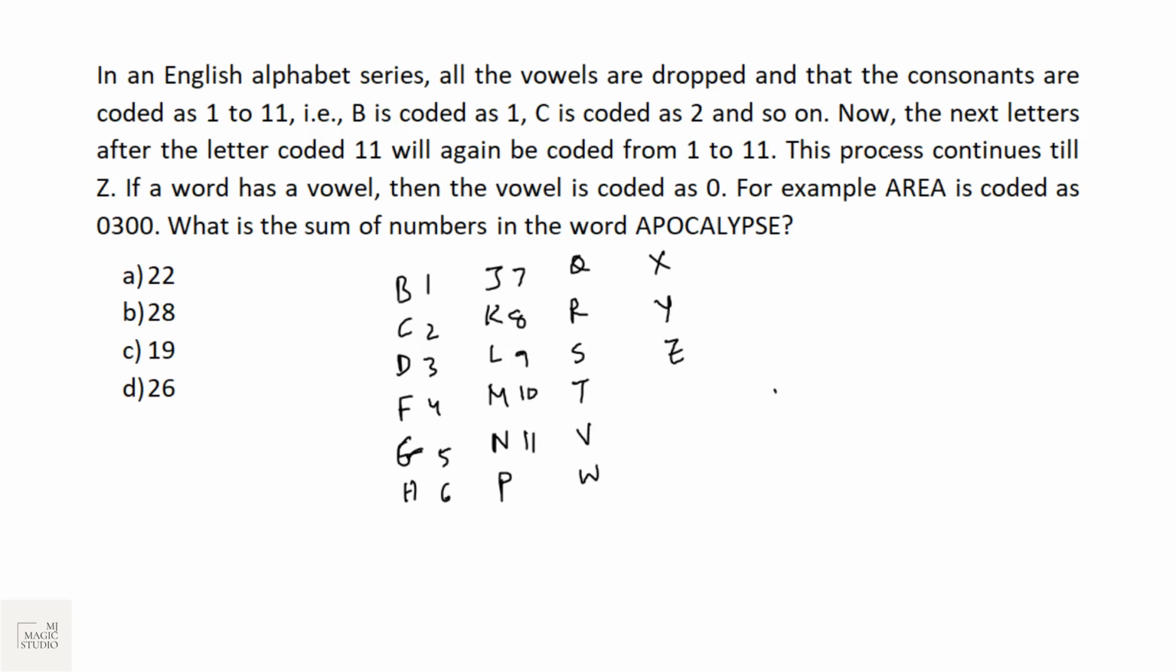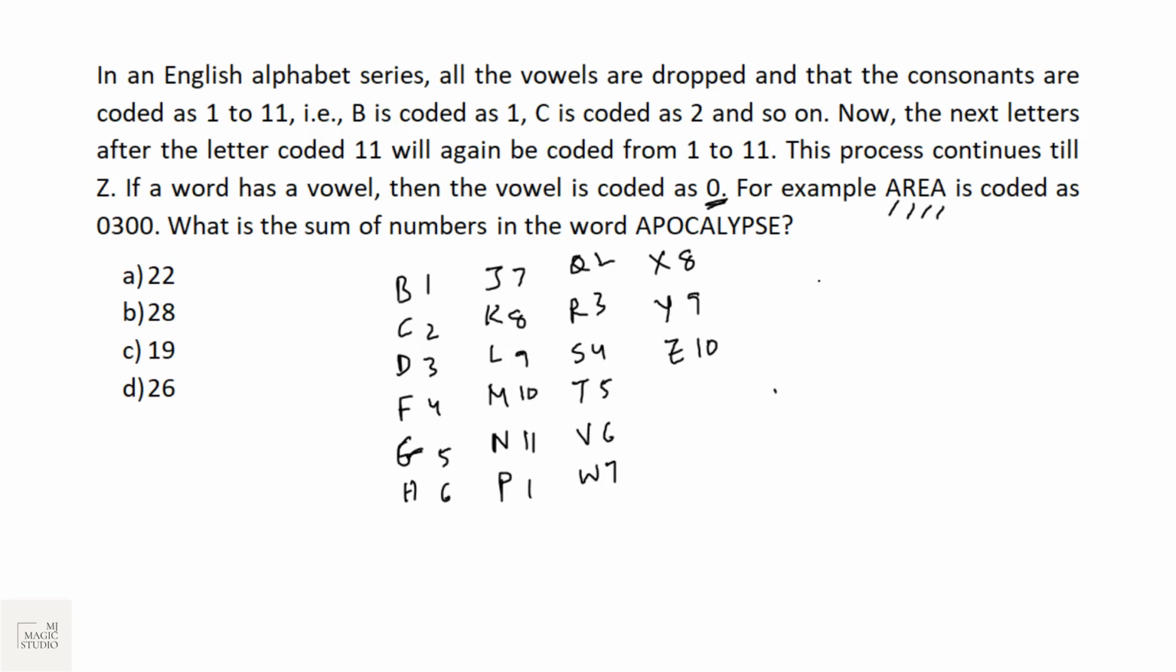Now what is happening after 11? This process continues till Z. The next letters after the letter coded 11 will be coded from 1 to 11 again. So P would be 1, Q 2, and so on. Done. If a word has a vowel, then the vowel is coded as 0. For example, area is coded as 0, R is 3, 0, 0.